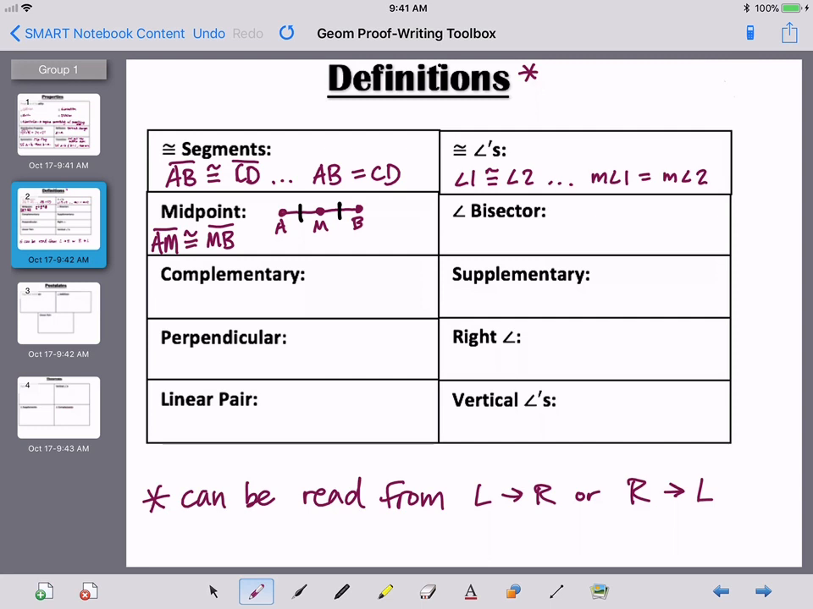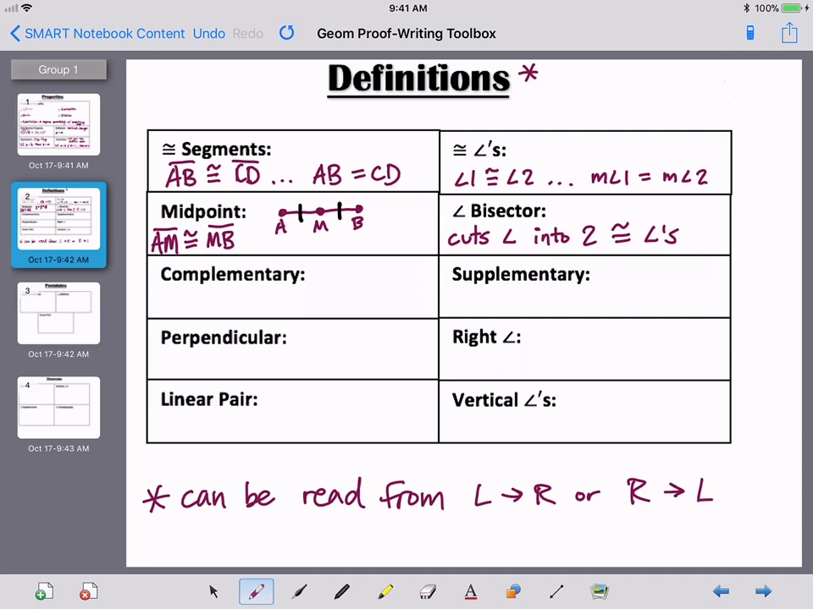So that's what the midpoint definition tells us. Angle bisector is very similar to that. So the angle bisector just cuts an angle into 2 congruent angles, or it makes two congruent angles.